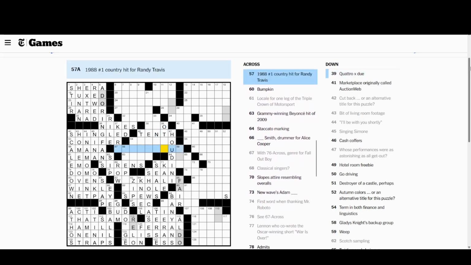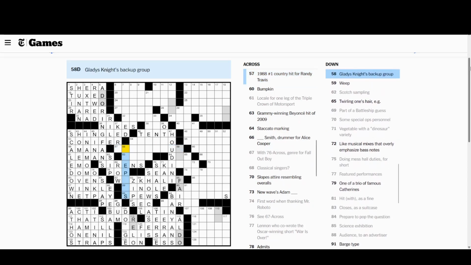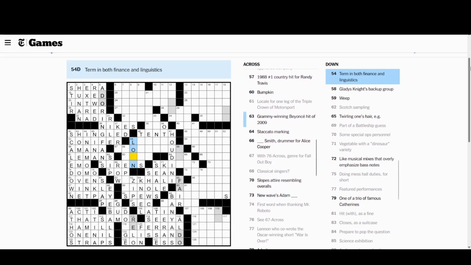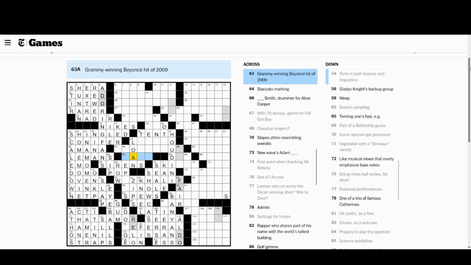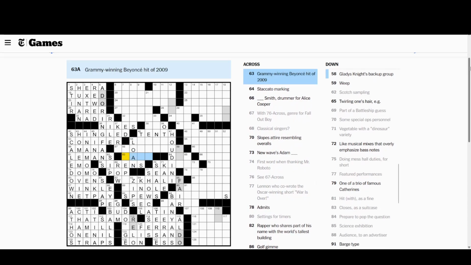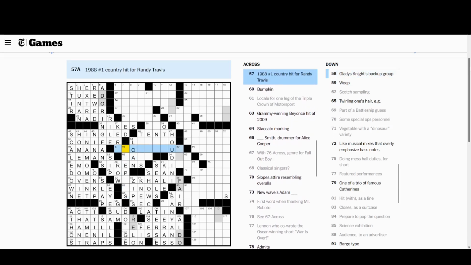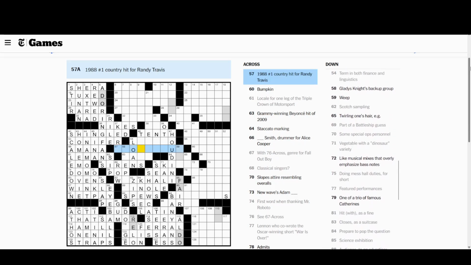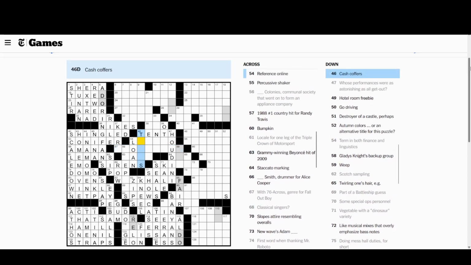I'll hold off on that. I don't know what this is gonna be. Let's take a look at this. I still don't know. Term in both finance and linguistics. I think it's gonna be loan, like loan word, probably. I don't know very much about Beyonce. This is probably gonna be I something. Cash coffers is gonna be tills.